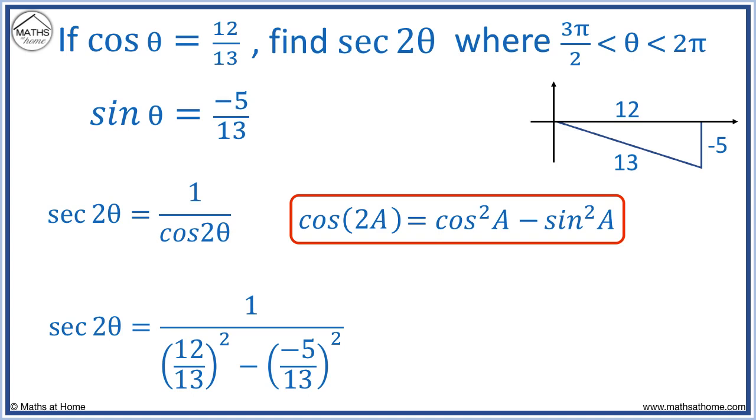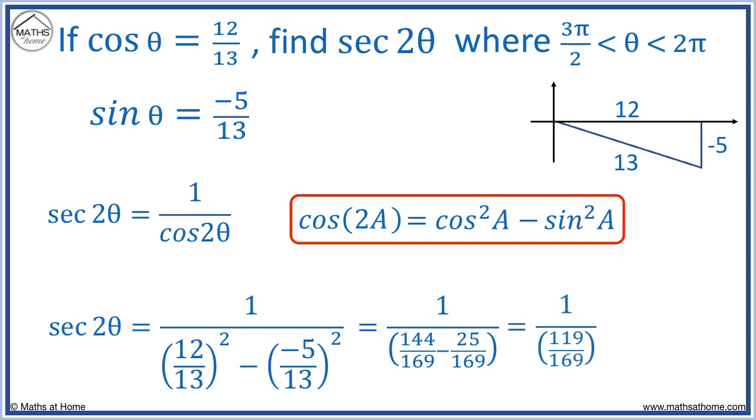Squaring the fractions, we get 144/169 and 25/169. Subtracting the fractions on the denominator, we get 119/169. More simply, this is 169 over 119. We leave the answer as a fraction in exact form.